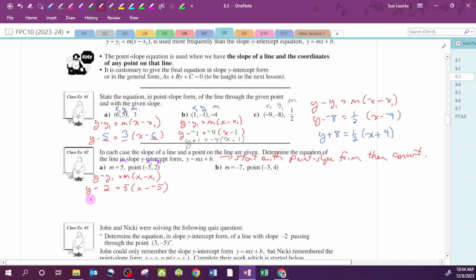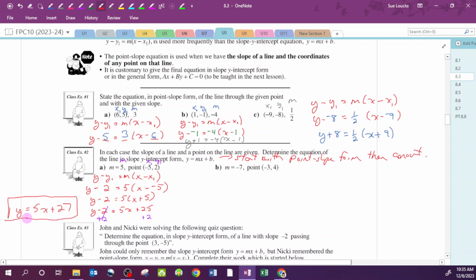Okay, and then I've cleaned that up. I get y minus 2 equals 5 times x plus 5. And then I have to distribute this. So this is going to be y minus 2 equals 5x plus 25. And then to get it into slope-intercept form, I have to add 2 to that because I have to have the y by itself, right? So that cancels that out. And I get, I'm going to write it over here, y equals 5x plus 27. And there's my answer.